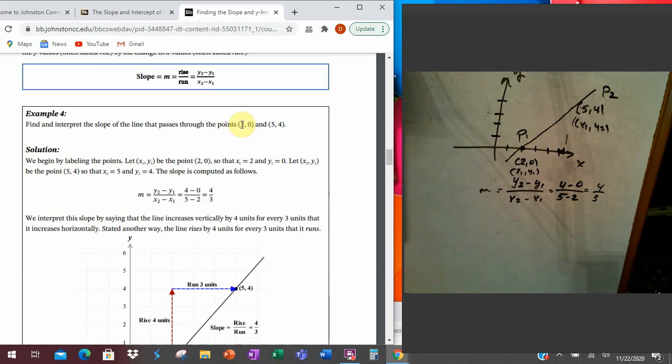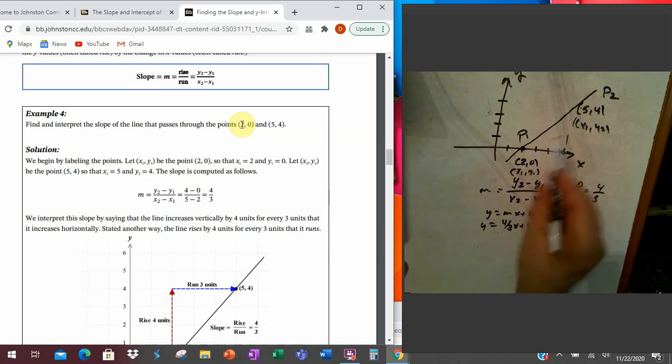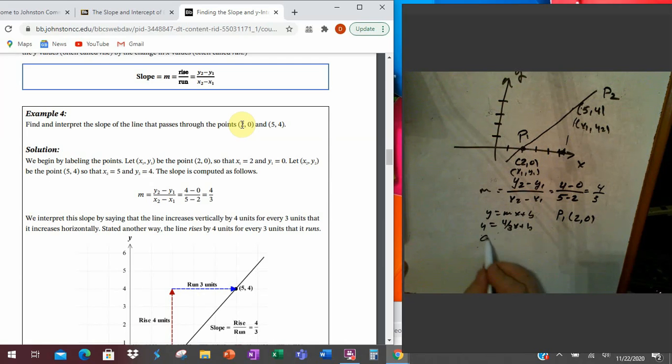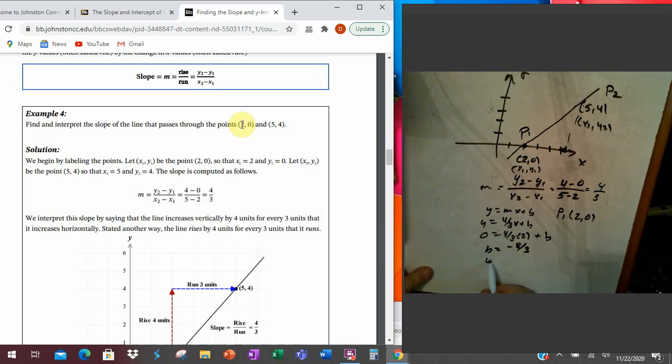And then this is just the slope, but then I could use my y is equal to mx plus b. y is equal to 4/3 x plus b. And I would use either one of these points. This would be a good one to use, my P1 with (2, 0). 0 is my y, is equal to 4/3 times 2 plus b. So that's 8/3. 8/3 plus what? b is equal to 0. b is equal to minus 8/3. And then I would write my equation like that.